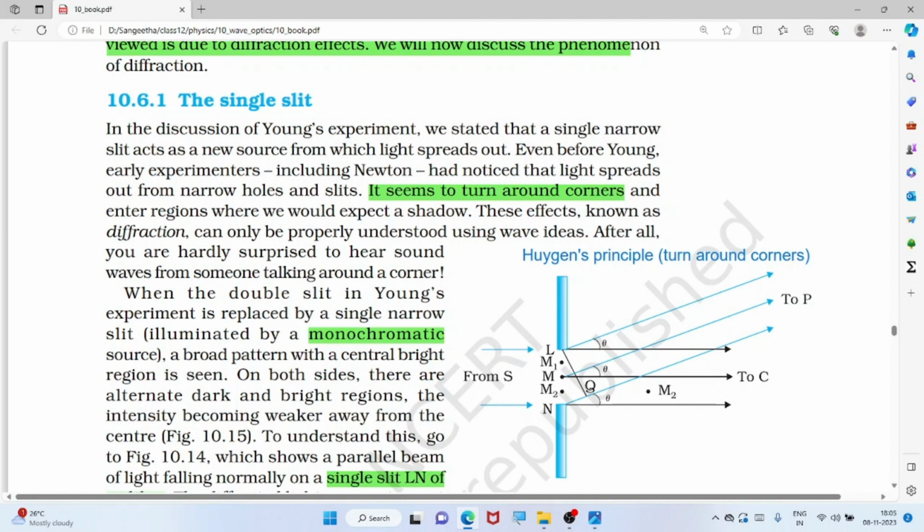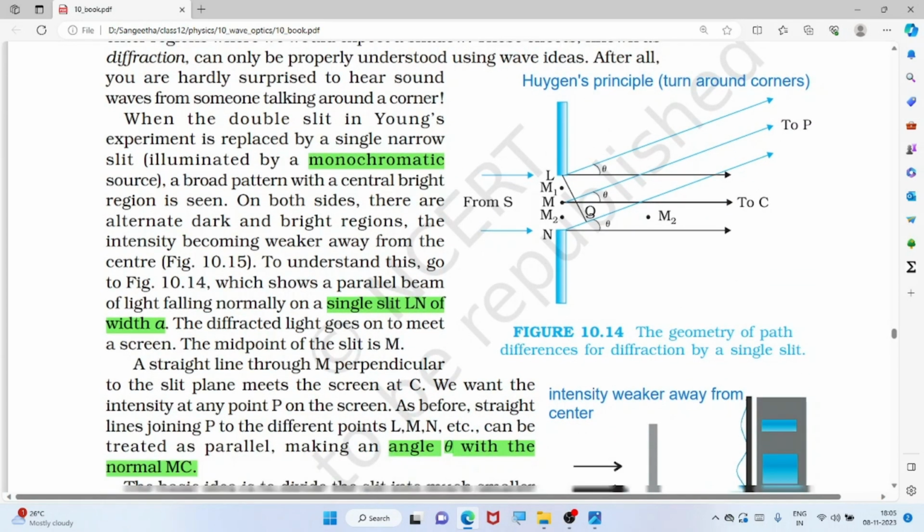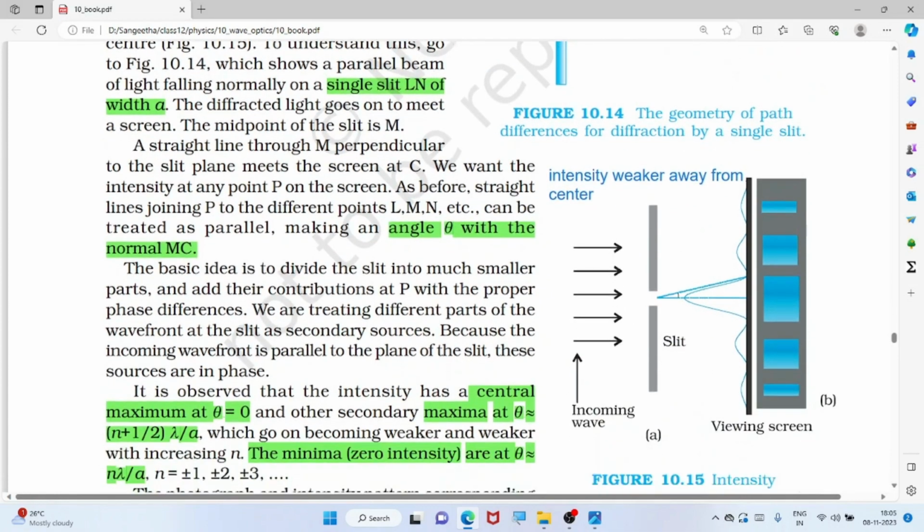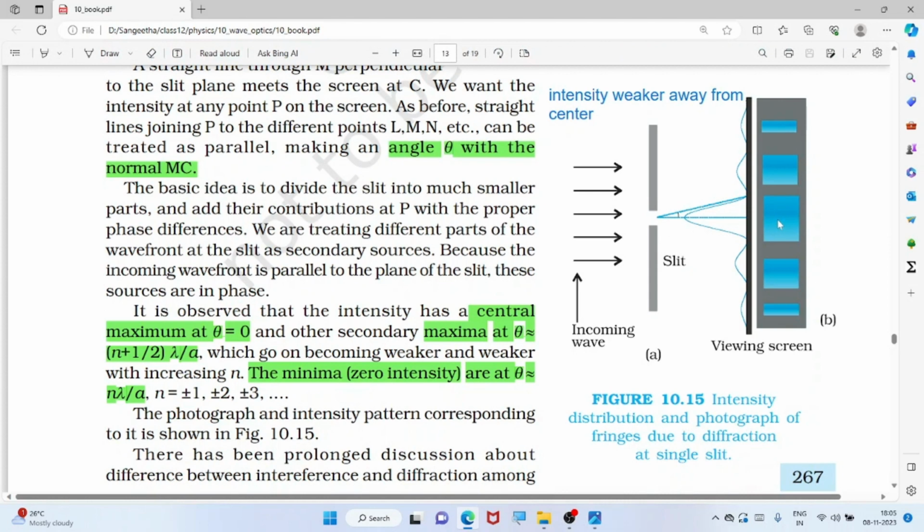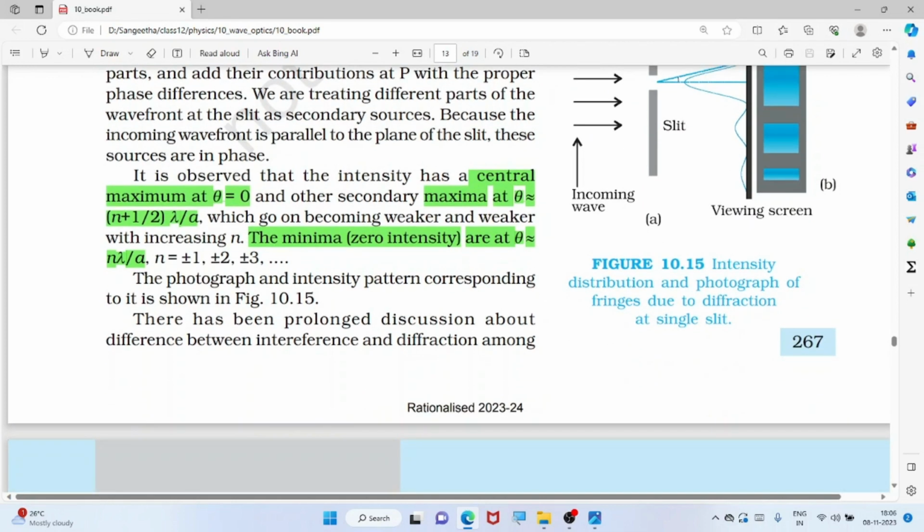Light bends around corners and edges because of Huygens principle, where we make the envelope of the wavelets, that is, the tangent. At these edges the tangent will be curved. That is why light turns around the corners. For a single slit, the intensity will be maximum at the center and goes on decreasing as we move away from the center.